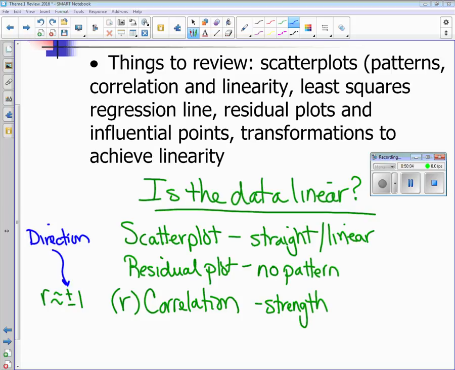Okay? That implies direction. All right, so I'm going to stop the recording. This is for you to finish. This theme 1 is just covering univariate and bivariate data and describing distributions and things like that. Okay?